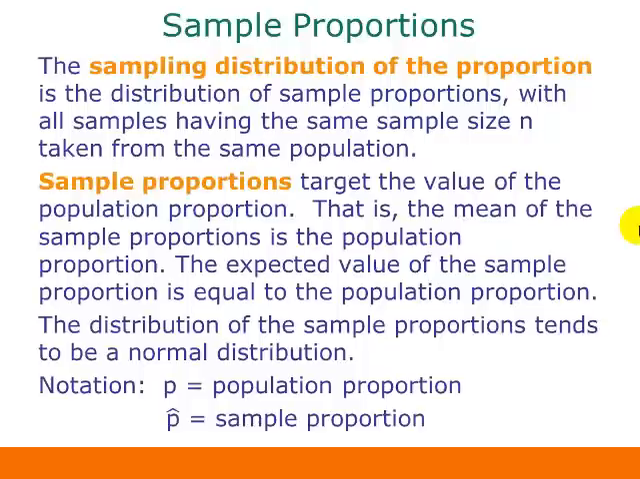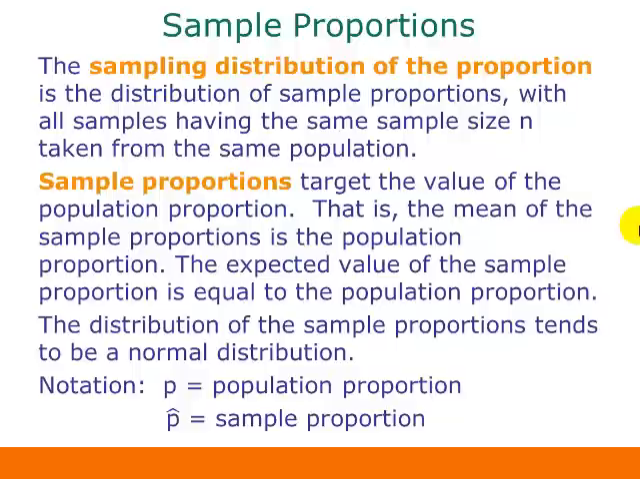For sample proportions, we have the same kind of thing. And again, a proportion is where we're just looking at the fraction or the percentage of a population that has a certain characteristic. So the sampling distribution of the proportion is the distribution of sample proportions with all samples having the same sample size n taken from the same population.